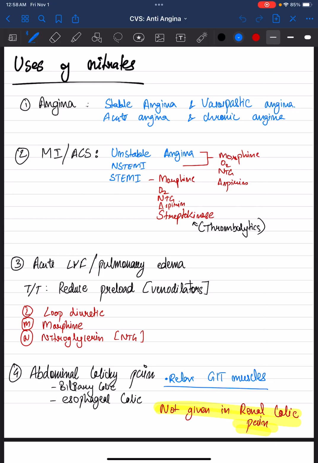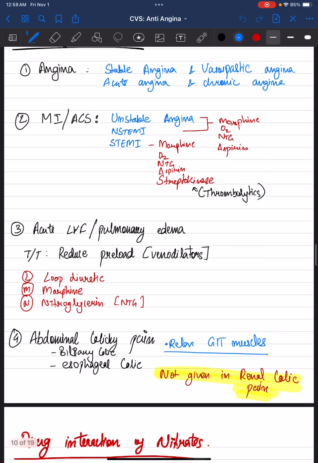In unstable angina and NSTEMI, we will use morphine, oxygen, nitroglycerin, aspirin. But in STEMI, for management, we'll use morphine, oxygen, nitroglycerin, aspirin, and also streptokinase. Streptokinase is a thrombolytic, and it will be used to break down the thrombus.